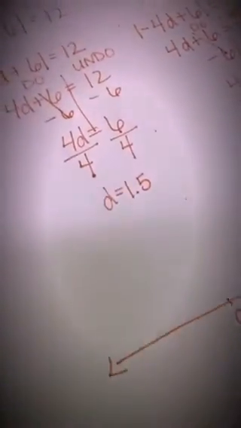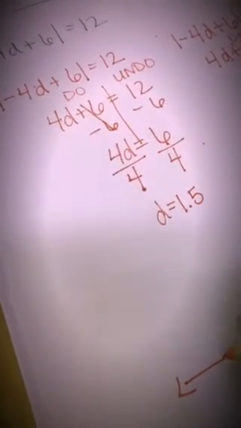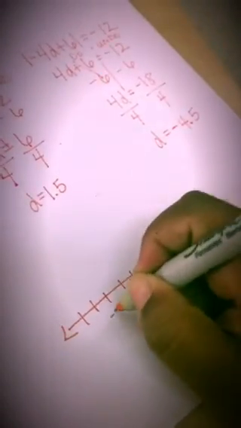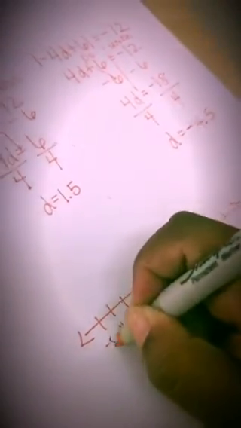Now I need to draw a number line. In this case, we're going to put 0 in the middle, and we're going to go 1, 2, 3, 4, 5 to the right, and negative 1, negative 2, negative 3, negative 4, negative 5 to the left.